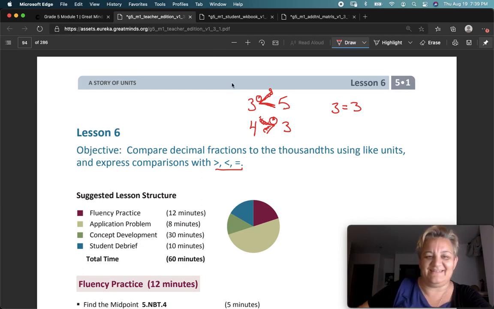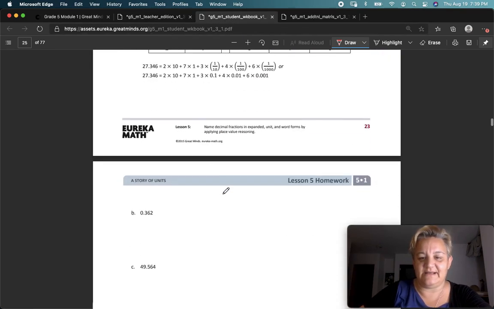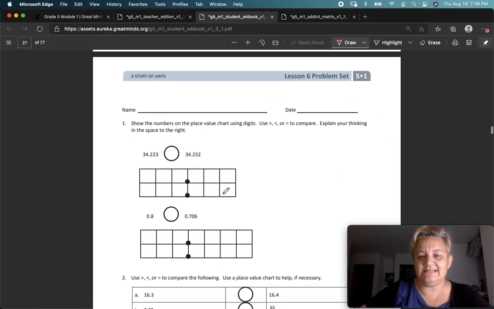Okay, so let's go to the Learn page. Oh, I forgot to set it up. Okay, let me roll ahead. Lesson 6 problem set. Write your name on your paper, and show the numbers in the place value chart using digits. Use greater than, less than, or equal to compare. Explain your thinking in the space to the right.